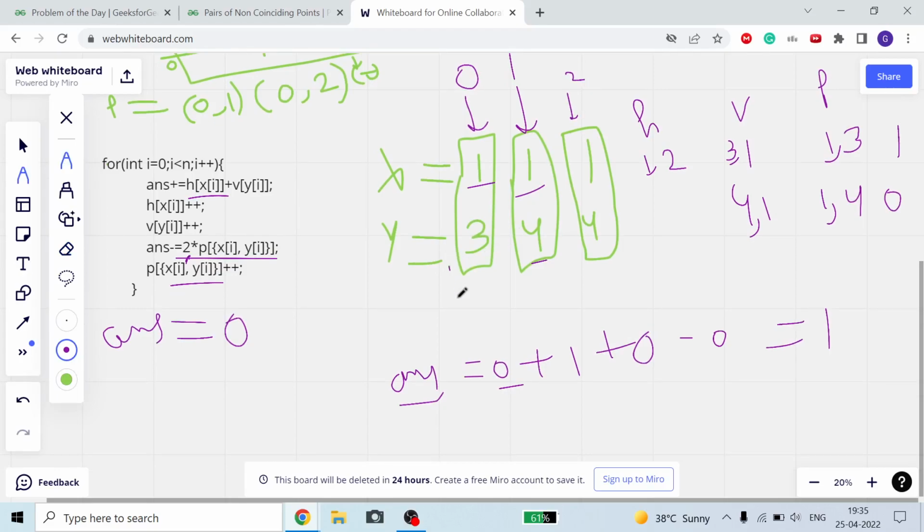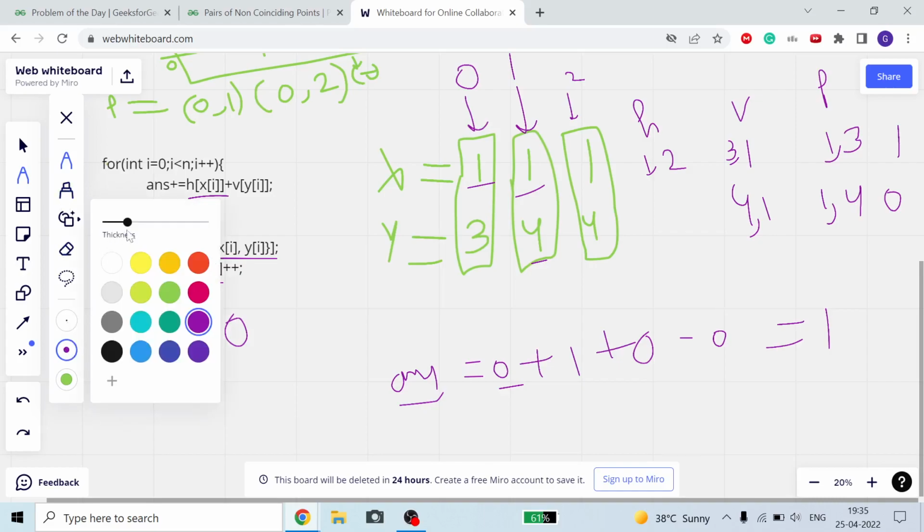So you can see in this particular array, in the first two indices, my answer is equal to 1, and you can see I have only one pair. 0 and 1 will form one pair which has equal Manhattan and Euclidean distance but does not have the same coordinate. Now I just increase some thickness. Yeah, now it is okay.